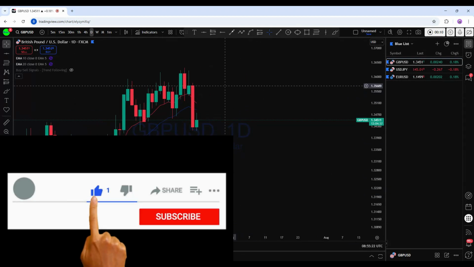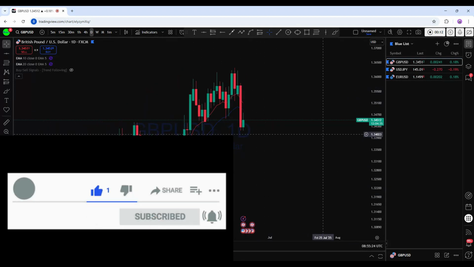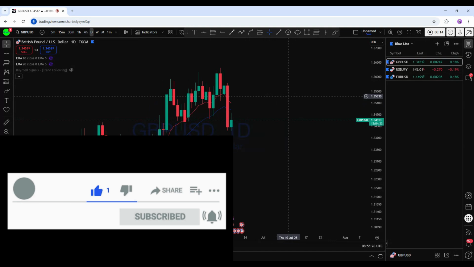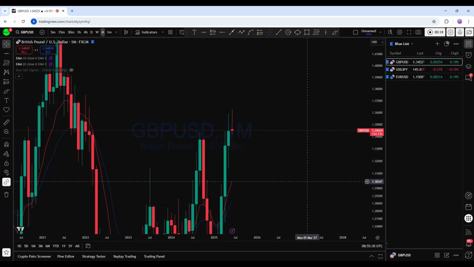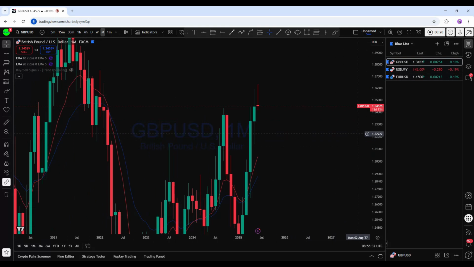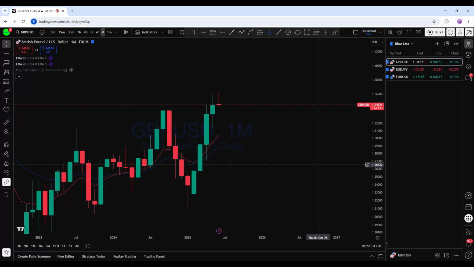As we can see, there is a breakout structure on GBPUSD from the daily time frame. So first, let's quickly look at the bigger picture to see the overall direction in this market, and then we'll look at the lower time frame to see what kind of trading opportunity we have.